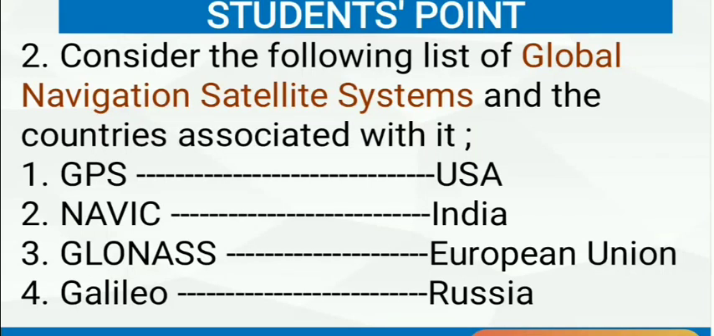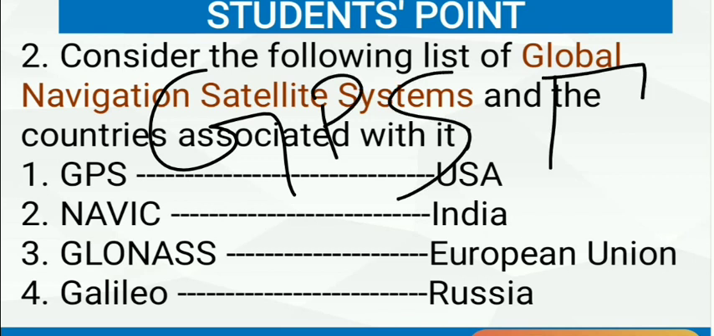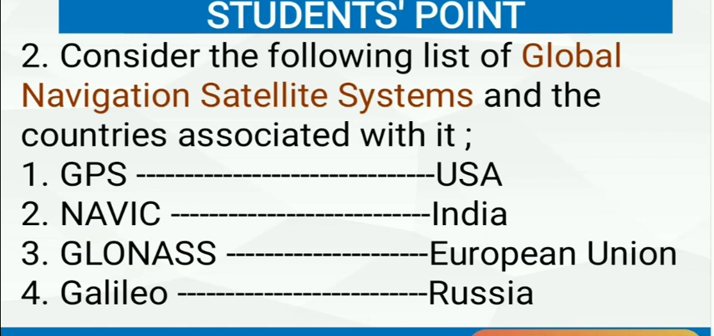Consider the following list of global navigation satellite systems and the countries associated with them. You must have heard the term GPS, and this is the system through which we use our Google Maps to reach any location. So this question is related to it. So let's see the options.